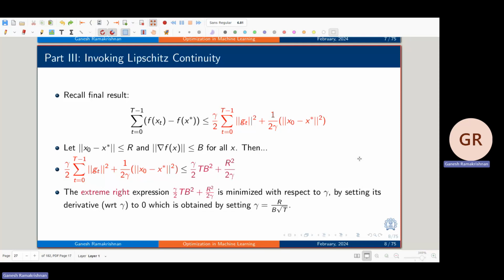Okay, so some value. Now you'll see later on that there are some more recipes for getting good gammas. But at least we have shown that this holds for all gamma. Might as well hold for this gamma.